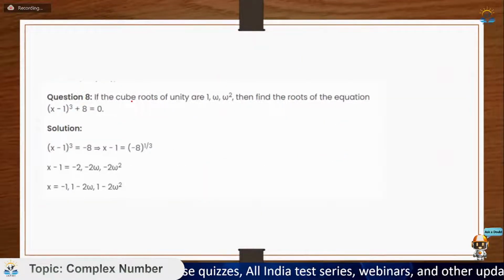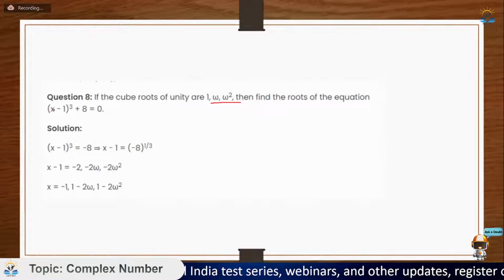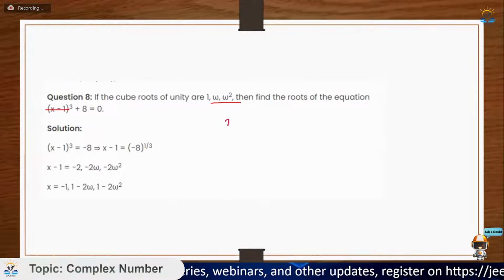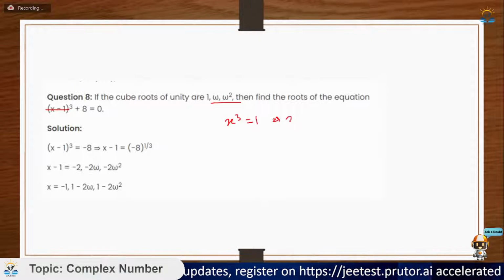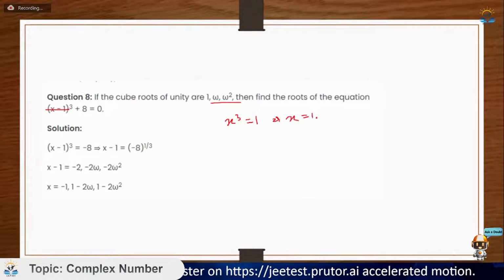If the cube roots of unity are 1, omega, omega square, then find the roots of this equation. The cube roots of unity are given to me. Cube roots of unity means x cube equal to 1. So what all values of x will satisfy this? x equal to 1 will satisfy, x equal to omega will satisfy, and x equal to omega square will satisfy.